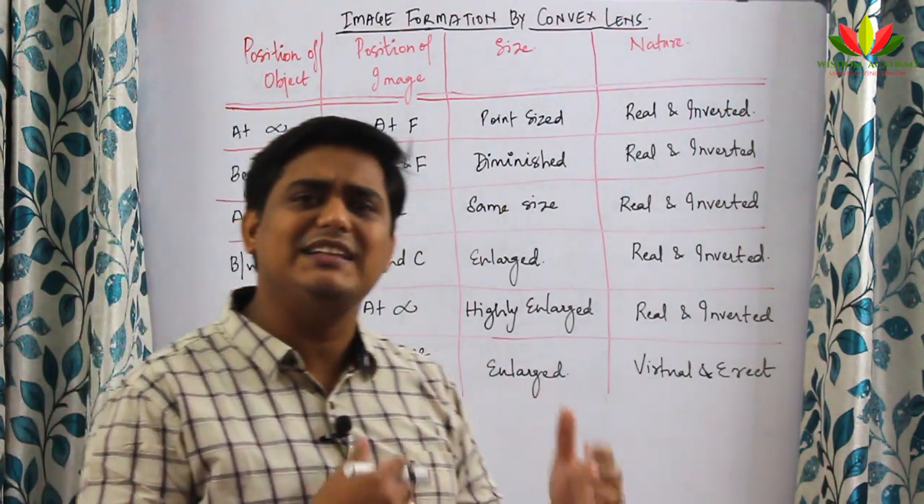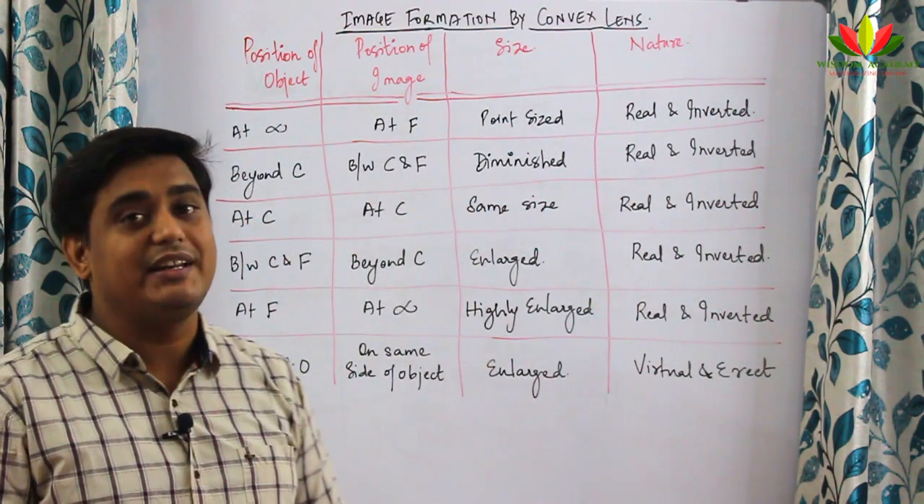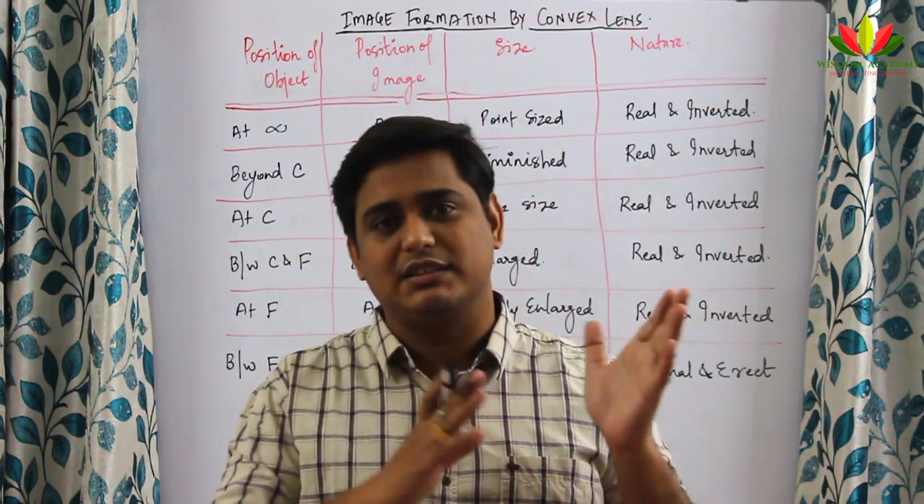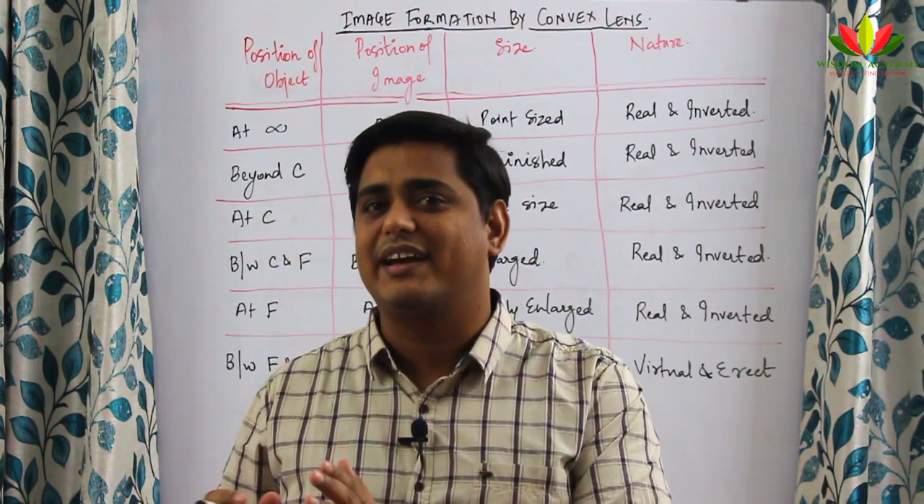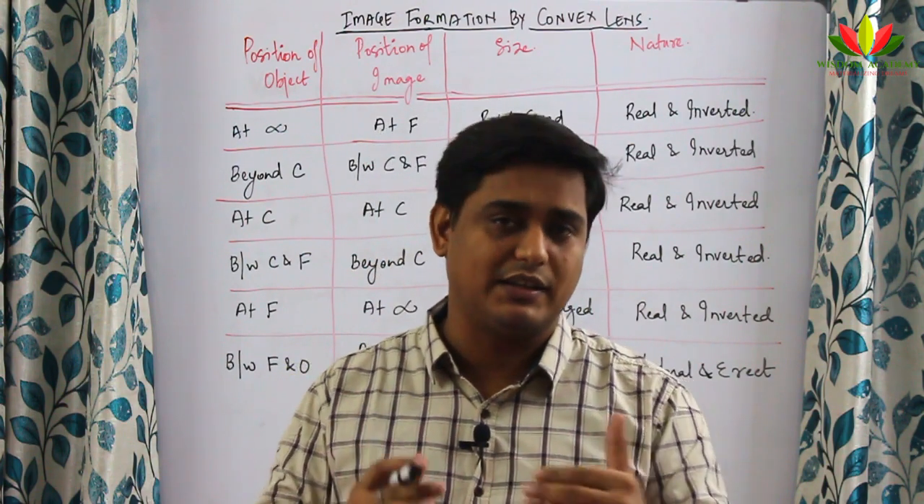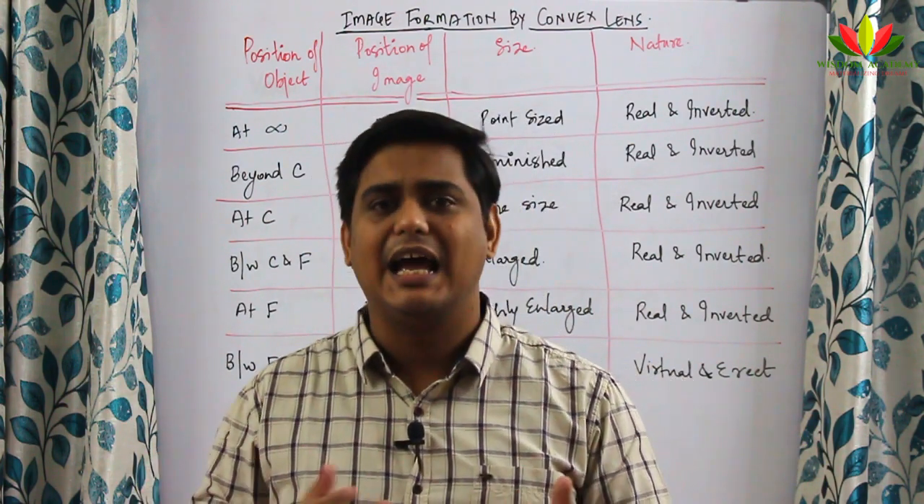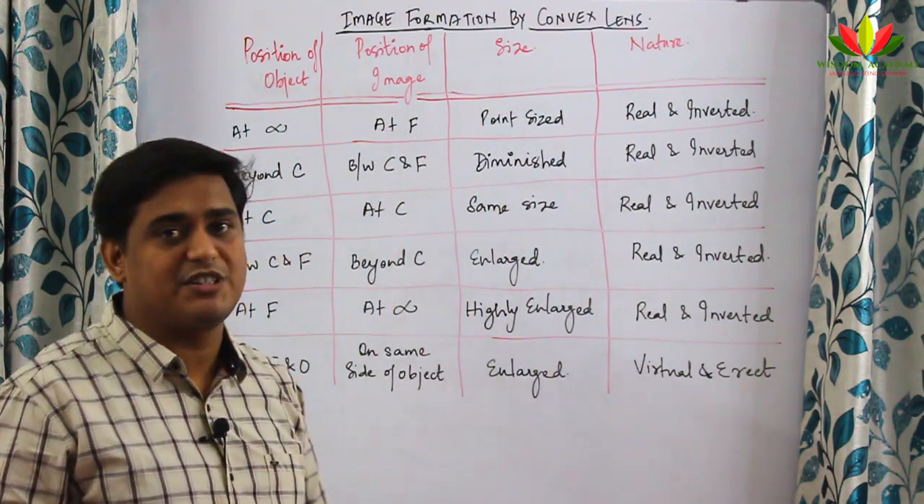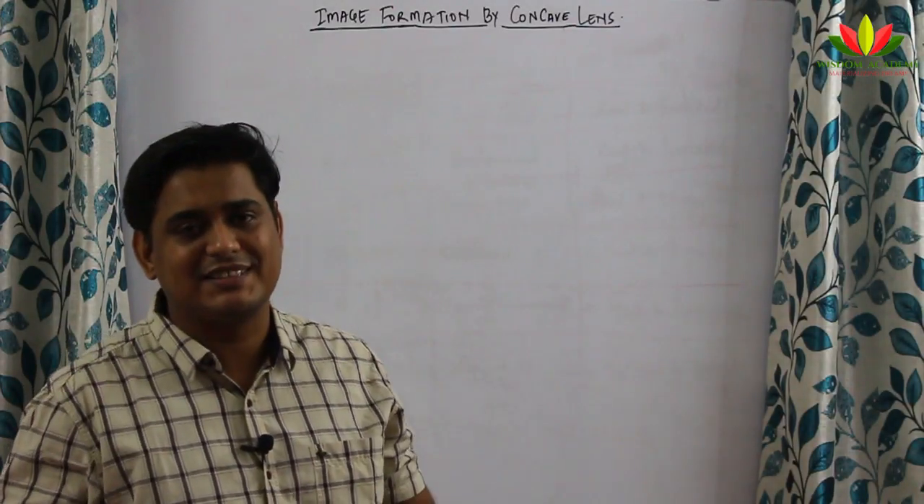So you can relate all these cases with the case of concave mirror. Whatever the ray diagrams for a concave mirror were is very much analogous to the ray diagrams by a convex lens. This way you can remember that concave mirror and convex lens have similar kinds of image formations, right? Now we will go to the image formation by a concave lens.